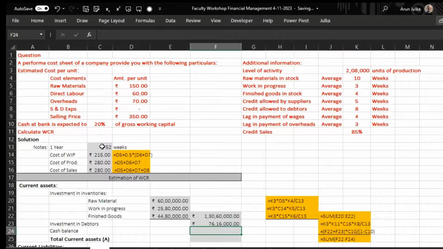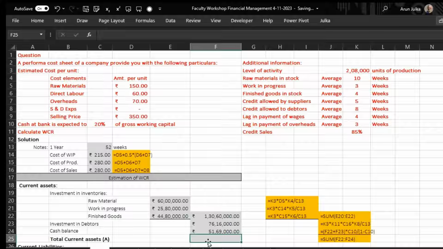Cash balance. Cash balance is 20% of gross working capital. So first we take investment in inventories plus investment in debtors, and the whole amount multiplied by 20% divided by 80%. Actually, 20% divided by, we can say in bracket, 1 minus 20%, where 1 means 100%. Answer is 51 lakh 69,000 rupees.